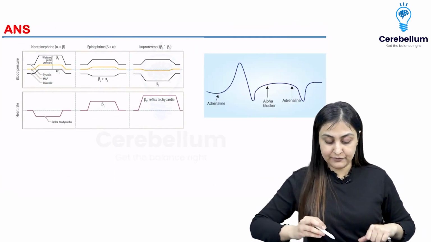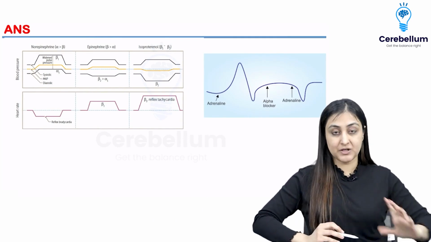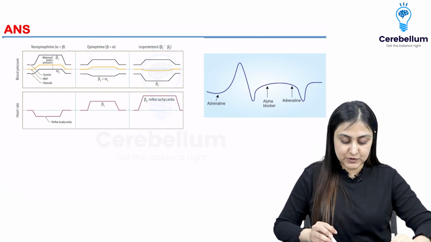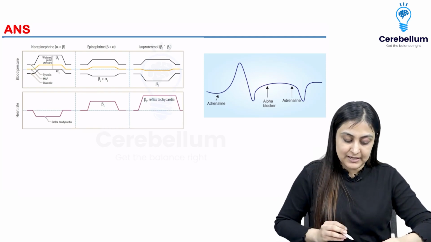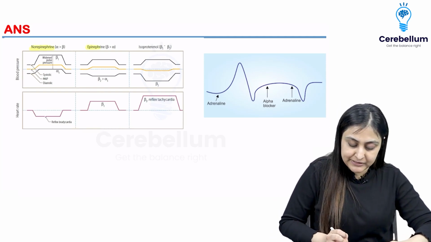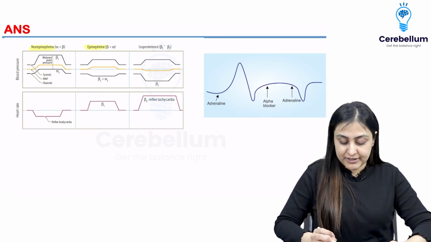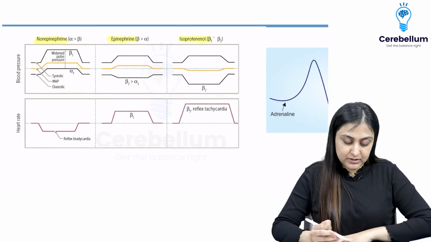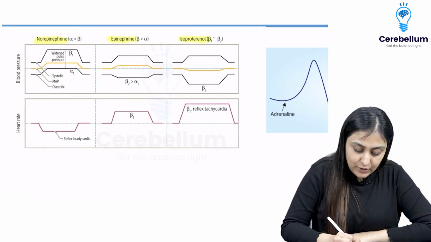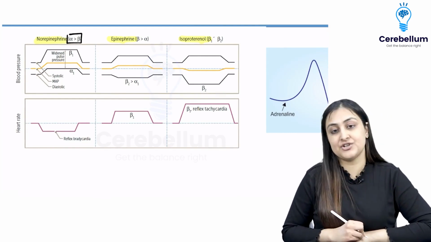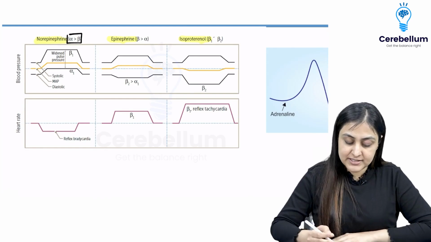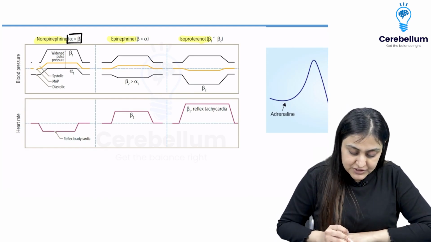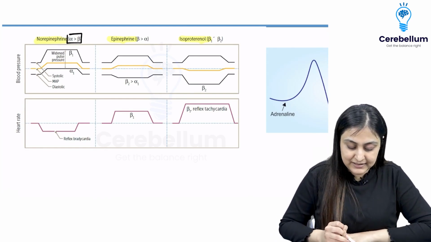Now I have a few things that I want to show you particularly for INICET exams. So this is about the changes that norepinephrine, epinephrine and isoproterenol have on different receptors. Remember the concept here: norepinephrine has more alpha action than beta action. So what does it do to the blood pressure? Predominantly, it's going to increase the blood pressure.